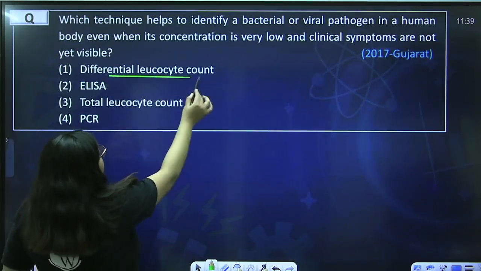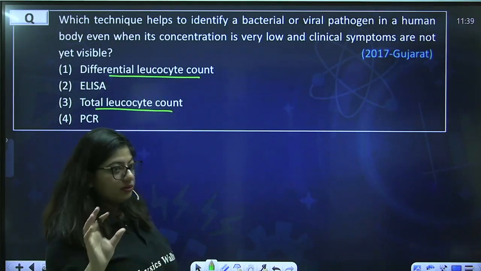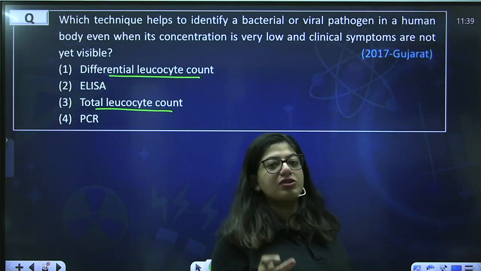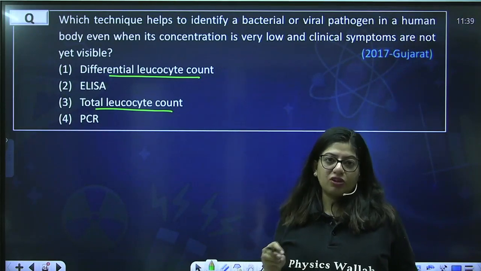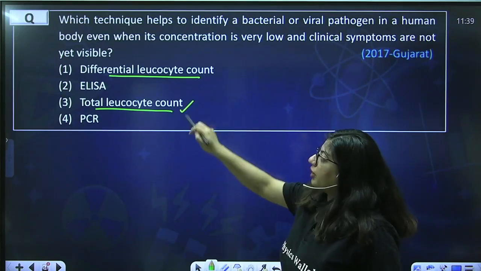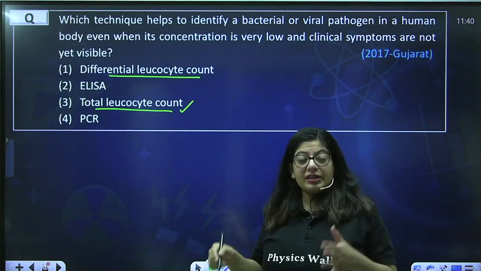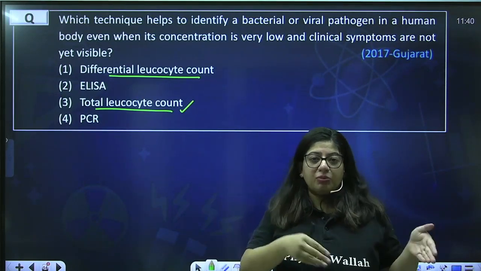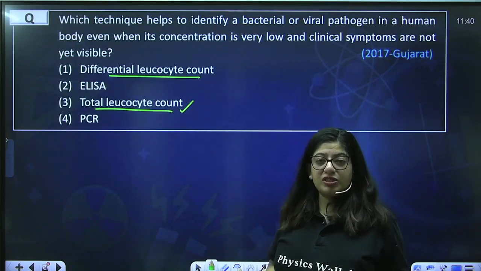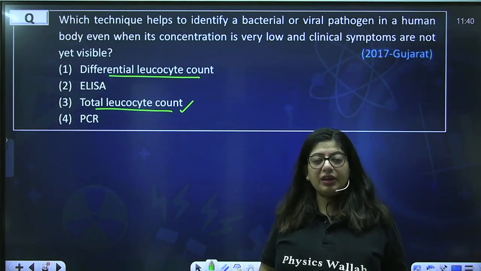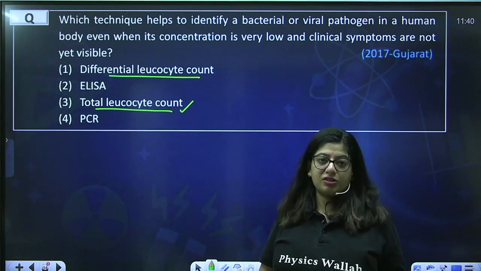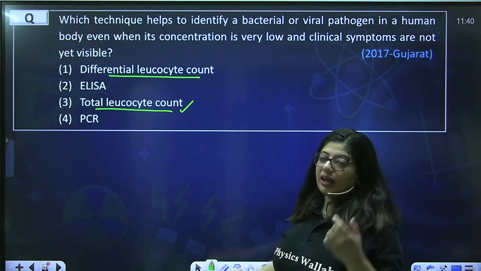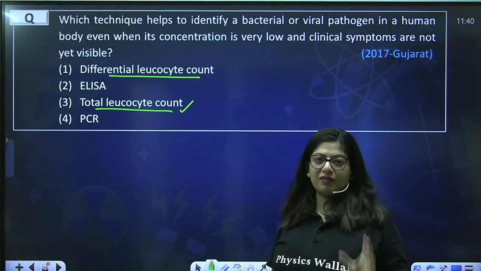DLC, TLC: what is it? It's the count of leukocytes, how many WBCs are present in your blood. Total is total leukocyte count. Differential is the count of different types of WBCs in your body. For example, how many eosinophils you have, what's the percentage of lymphocytes, what's the percentage of neutrophils. They are usually done with blood analysis, so it's a conventional method.